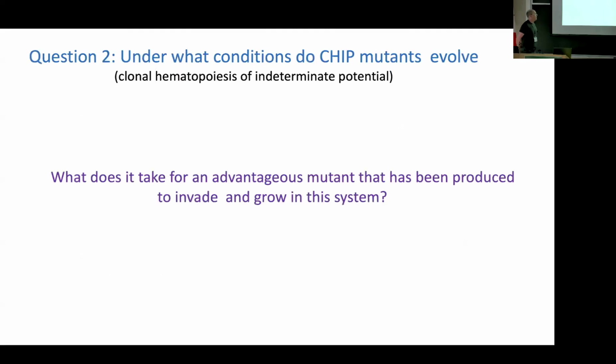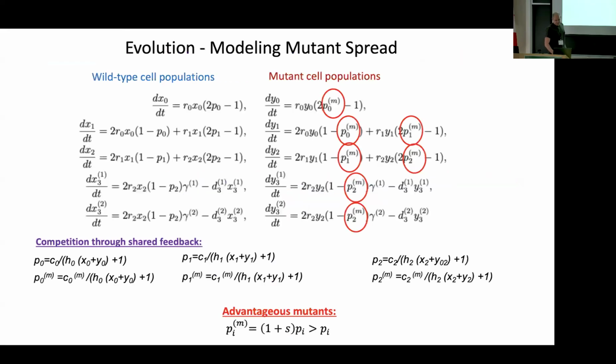Okay, so that was an interesting analysis of the sort of dynamics that is possible under these assumptions and interpretation of the measured parameter values. So now we want to turn to mutant evolution. So under what condition do these chip mutants evolve?